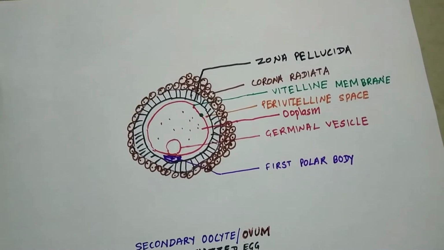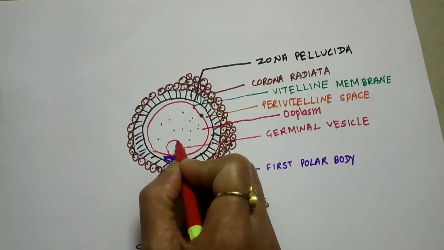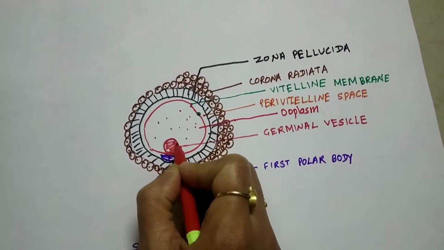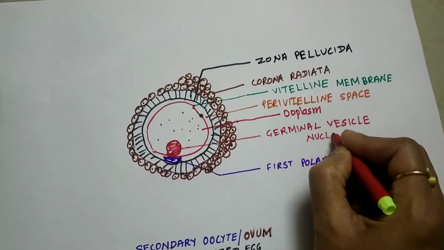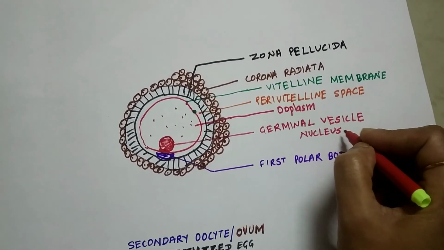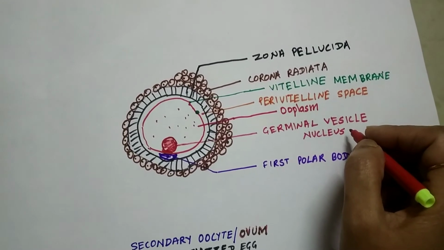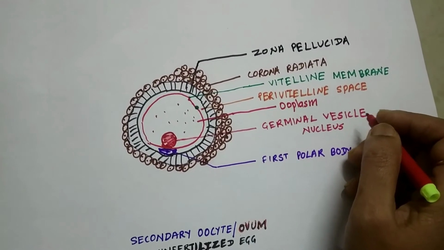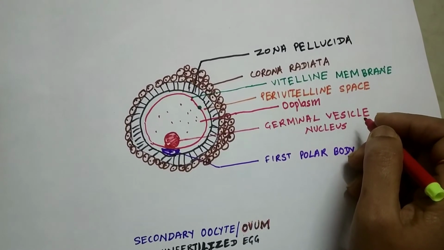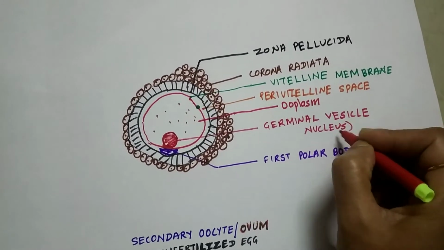So from the diagram it is clear that it has a big, larger nucleus. It is not a prominent nucleus, because a proper nucleus is formed after the fertilization, but this is a large appearing nucleus, and it is known as germinal vesicle.